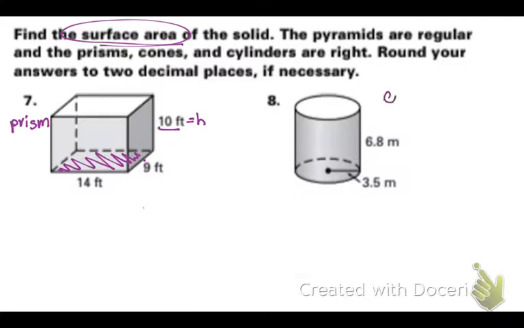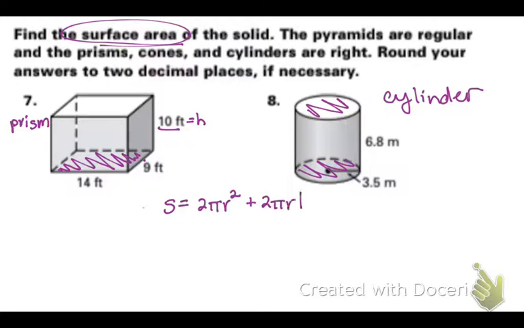And here we have a cylinder. And we know that the surface area of a cylinder, S, is equal to 2 pi r squared. Okay, that takes care of the area of the two bases, plus 2 pi RH. Okay, and that takes care of this part here. So they've very kindly given us R, and they've given us H. So all I got to do is plug and play.